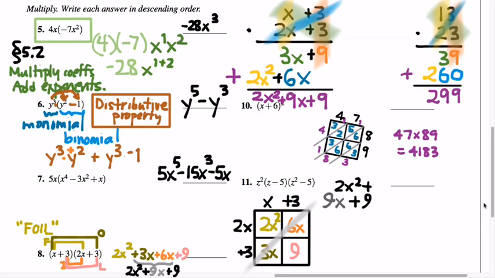And whichever way connects with you the best is the one I encourage you to use. If you like lattices and grids, use lattices and grids. They still work for polynomials the same way they did for whole numbers. If you like the vertical method, the traditional algorithm for multiplying numbers, the one we just did, use it. If you prefer the horizontal cleanliness of the traditional way to denote FOIL, then by all means use that as well. Each one has its own set of advantages and disadvantages. So whatever your personal preference is, the one I encourage you to go after.